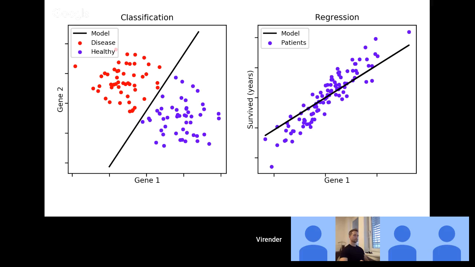For example, on the left side, you can see that the black line is our classifier, or classification model. It is dividing the entire data set into two parts. The red ones are for disease and the blue ones are for healthy people. So it takes gene 1 and gene 2 as the independent variables. On this basis, it tells whether the person has the disease or is healthy.